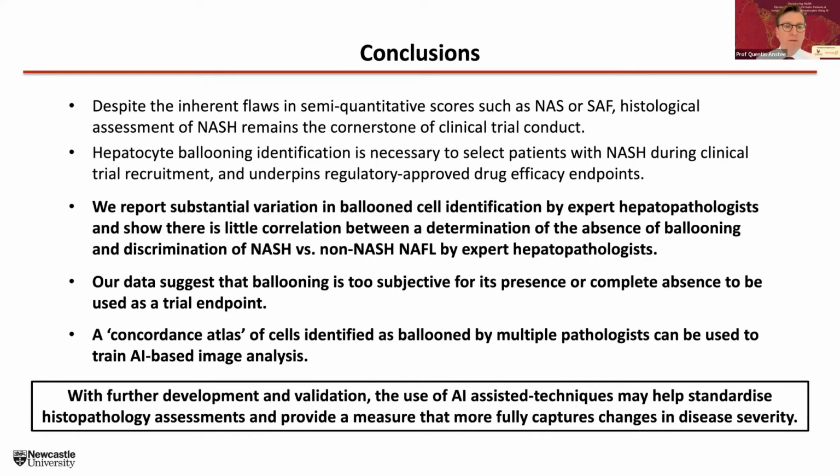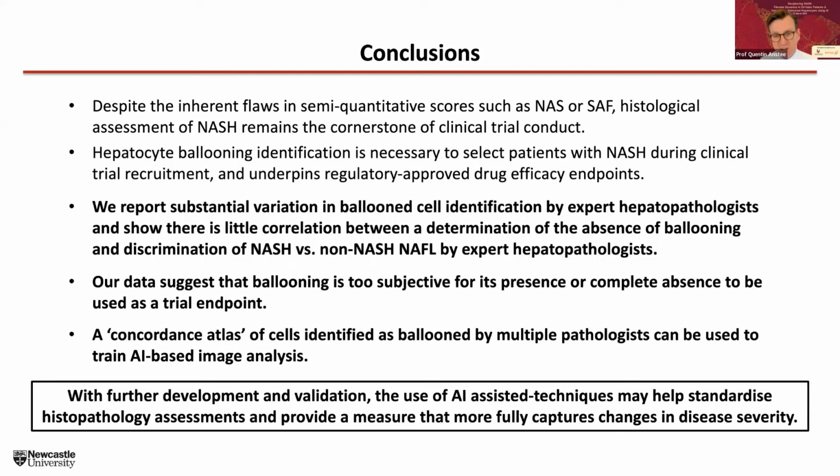So how can I conclude? Well, despite the inherent flaws in semi-quantitative scores such as NAS or SAF, histological assessment remains a cornerstone of clinical trial conduct. Hepatocyte ballooning identification is necessary for trial recruitment and also as an efficacy endpoint. We report substantial inter-observer variation in balloon cell identification by expert hepatopathologists and show limited correlation between a determination of the absence of ballooning and discrimination of NASH or non-NASH NAFLD.